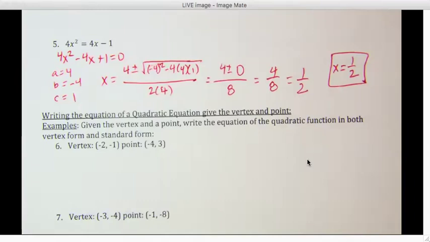All right, so in these next couple examples, we have our vertex and a point. And you know what? These examples are going to take a little bit longer. I think it's probably best to end this video here, and I will do these last few examples in a part 2 video. So you can finish up this section in that video.